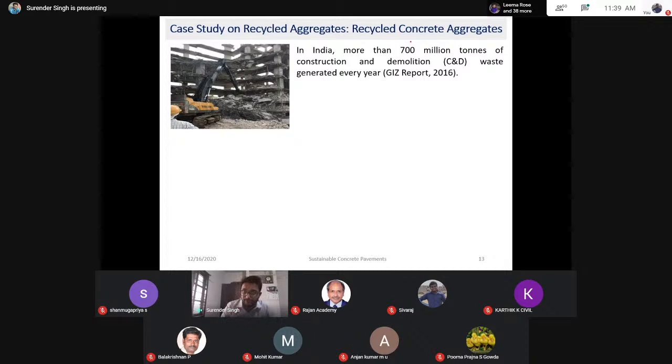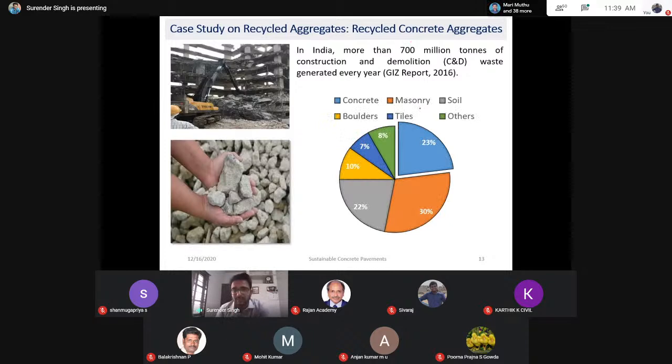And out of all the CND waste, you can have bricks, you will be having soil, you will be having different things. Concrete is around 23%, this is for the Chennai region. 23% is your construction and demolition waste, out of which comes your recycled concrete aggregate. That is the concrete aggregate that is coming from the buildings. So what will it be having? It will be having coarse aggregate, and it will be having cement mortar paste.